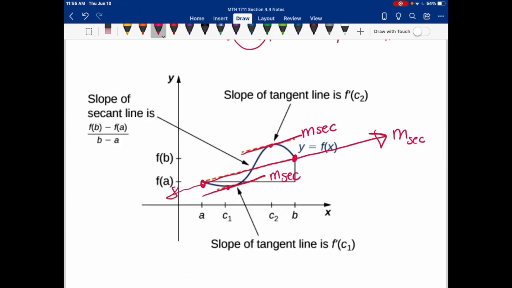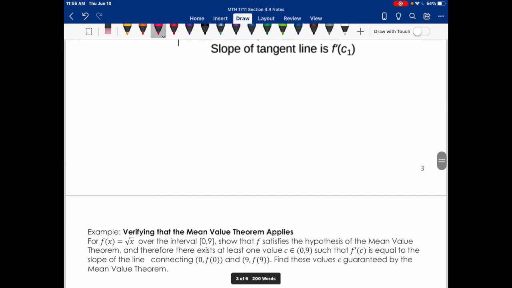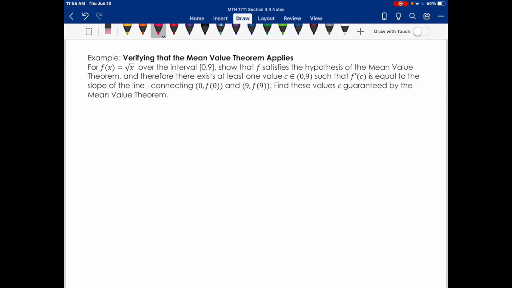So basically, the mean value theorem says that if a function meets these criteria, at some point the tangent line is going to have the same slope as the secant line between the two ends. This is basically what it's going to say. So let's look at this example and work through this.